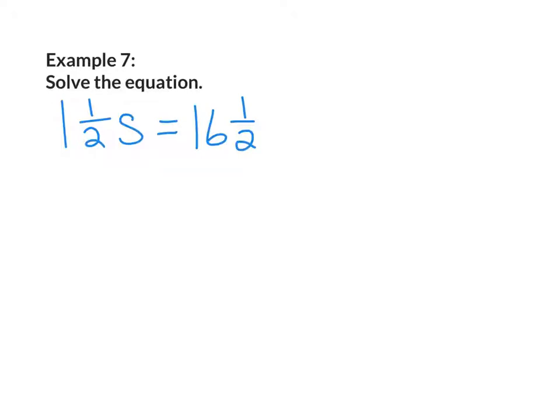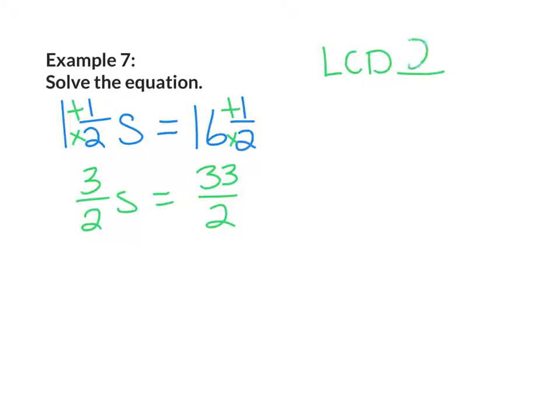Example 7. Solve the equation 1 and 1/2 s equals 16 and 1/2. So what I'm going to do is make my fractions mad. So 2 times 1 is 2, plus 1 is 3, and my denominator stays the same, which is 2. And bring down my s, equals 2 times 16 is 32, plus 1 is 33 over 2. Since my denominators are the same, my LCD is going to be 2. So I'm going to multiply the whole equation by 2. I'm going to distribute and multiply with my first term and my second term.